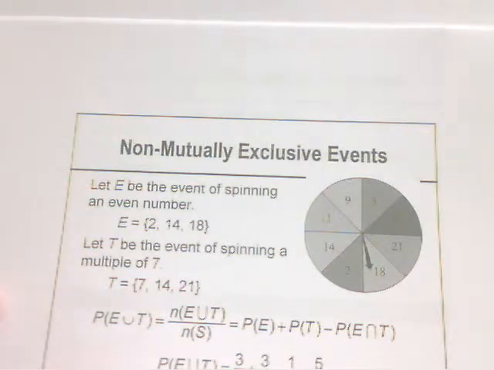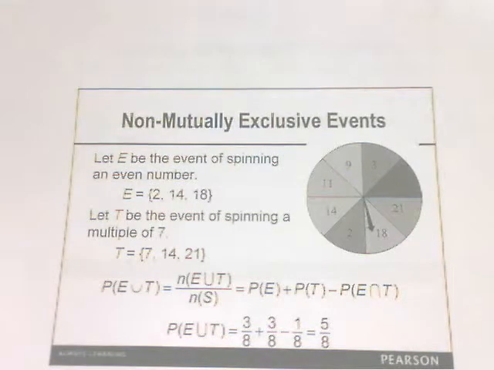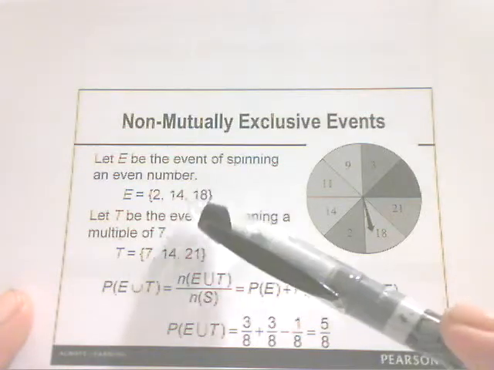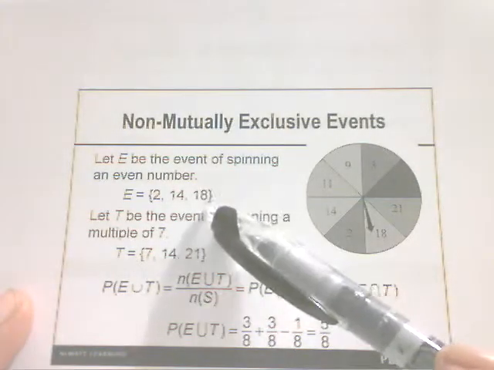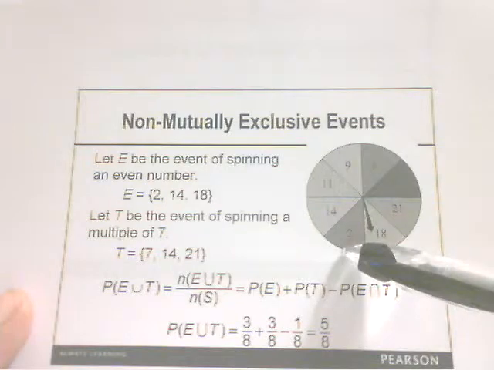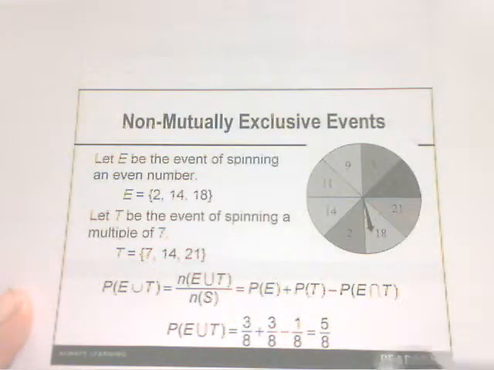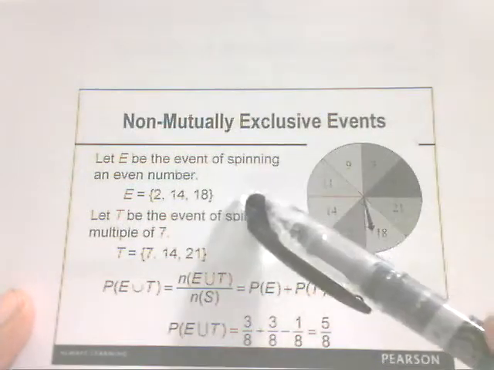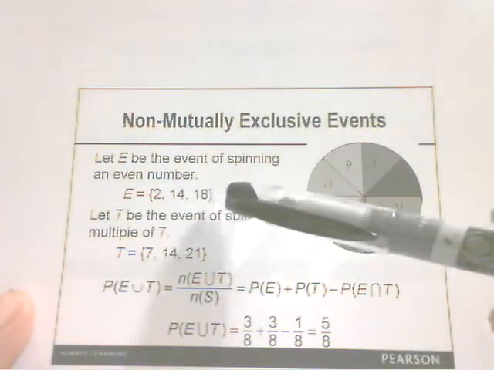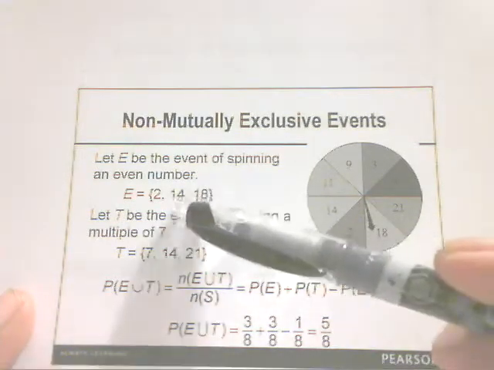Okay, now we need to look at non-mutually exclusive events. That means that the two events have something in common. We're going to let E be the event of spinning an even number. In this case, E will be 2, 4, and 18. Here we have a wheel with numbers on it, and 2, 14, and 18 are your only even numbers there on the wheel. And we're going to let T be the event of spinning a multiple of 7, which is, of course, 7, 14, and 21. Okay, now these are non-mutually exclusive events because if you look at event E and event T, what's in common is the number 14.